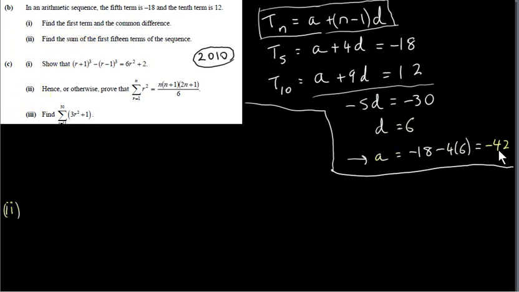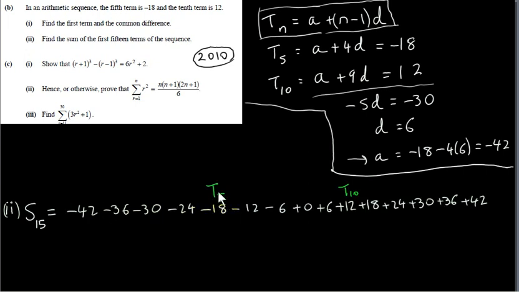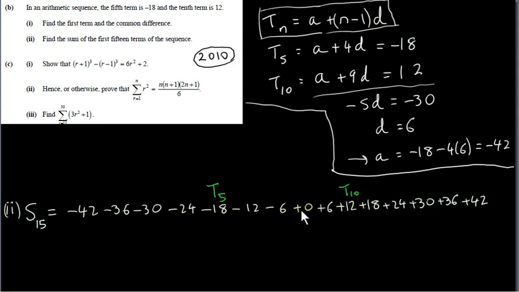So the first term is minus 42. The second term is got by adding 6 onto it. Minus 42 plus 6 is minus 36. Then we add 6 onto this to get minus 30. Then 6 onto minus 30 gives minus 24, and so on. Notice, by the way, that the fifth term, T5, is minus 18, and the 10th term, T10, is 12. You can see here that I have 15 terms of the series written out.